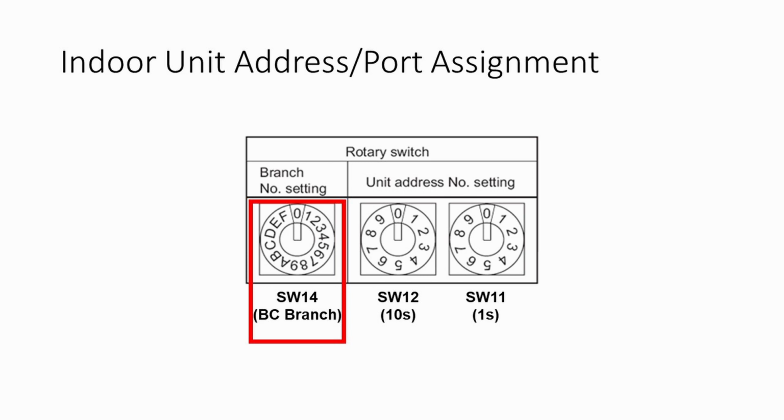Because 2 numbers would not fit under the opening in the dial, we have chosen the letters A through F. Setting 0 would be port 16. The largest BC controller that's available is a 16 port. So all of the indoor units will have settings for ports 1 through 16.